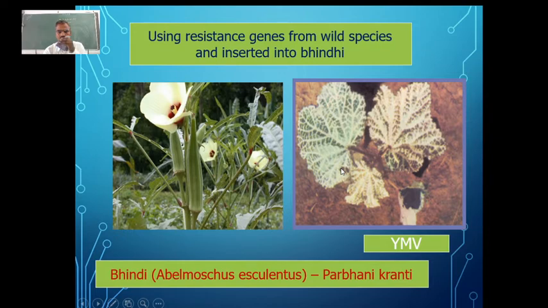For example, this is Abelmoschus esculentus, that is lady's finger, which is commonly called bindi, affected by yellow mosaic viral disease. You can see here. So now they have developed a variety. You can see the leaves which are very healthy, and also you can see very good yield, and the flowers also. It is the variety called Parbhani Kranti, a variety of bindi which is developed against yellow mosaic virus.